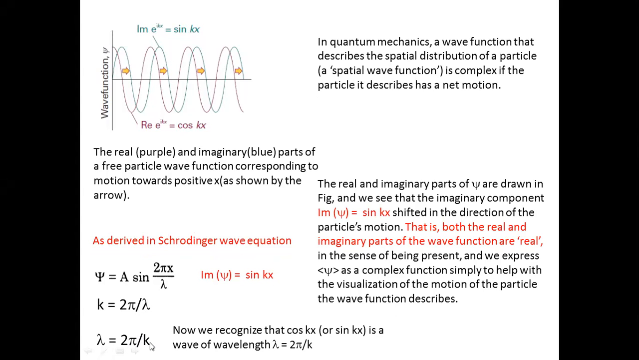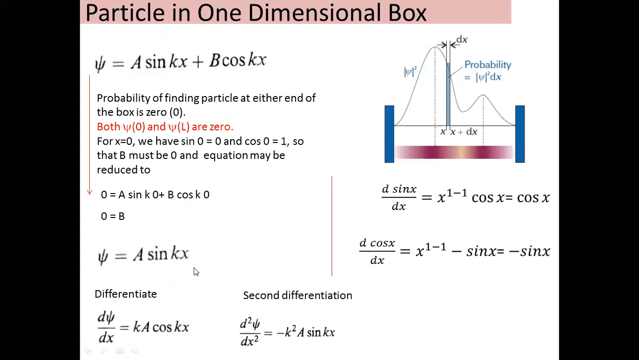Lambda will be equal to 2 pi over k, and now we can recognize that cos kx or sin kx is a wave of wavelength lambda. Actually, k will be equal to 2 pi over lambda, or lambda will be equal to 2 pi over k. If you know the value of k, you can calculate lambda. So this equation will be making another form of the equation, and that will remain the same as I have explained over here.